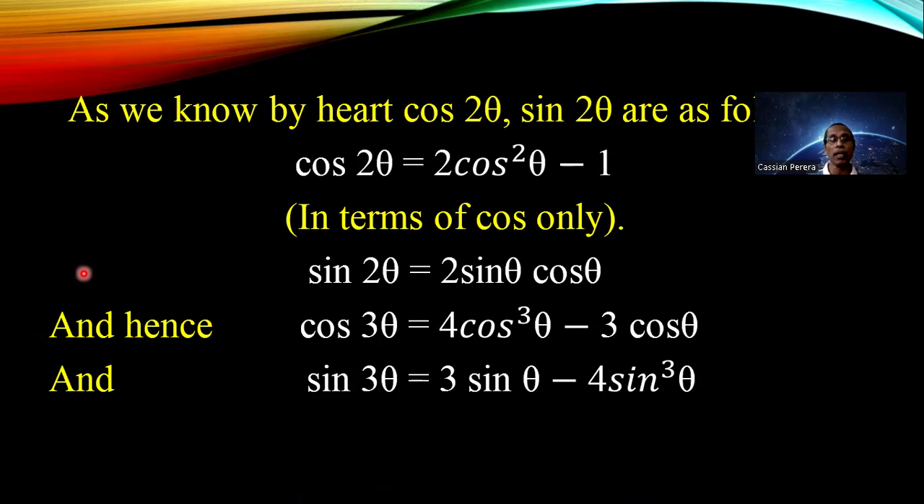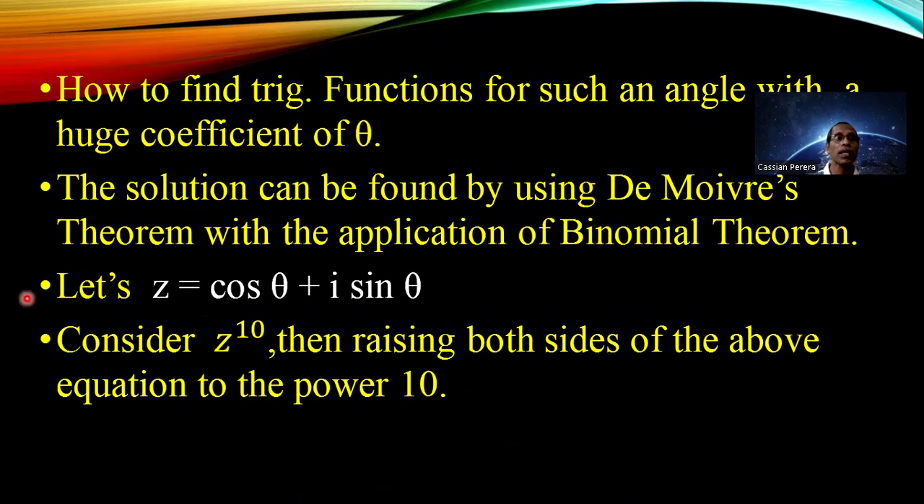And hence, cos 3 theta and sin 3 theta also. Cos 3 theta is equal to 4 cos cubed theta minus 3 cos theta. Sin 3 theta is equal to 3 sin theta minus 4 sin cubed theta. Now, for huge angles, say cos 10 theta and sin 10 theta, how do you find them? How to find the trig functions for such an angle, a huge coefficient of theta?